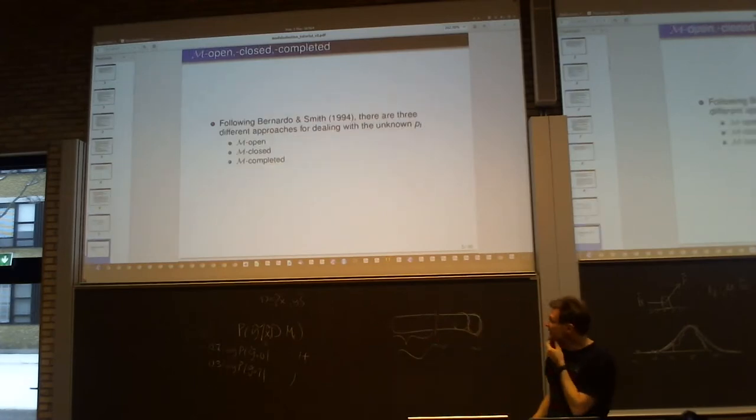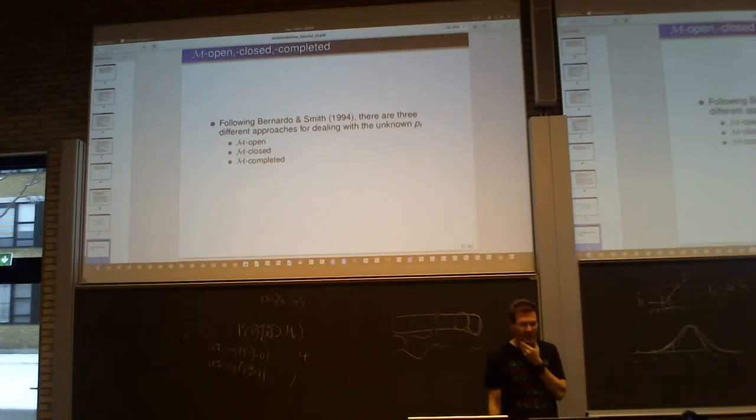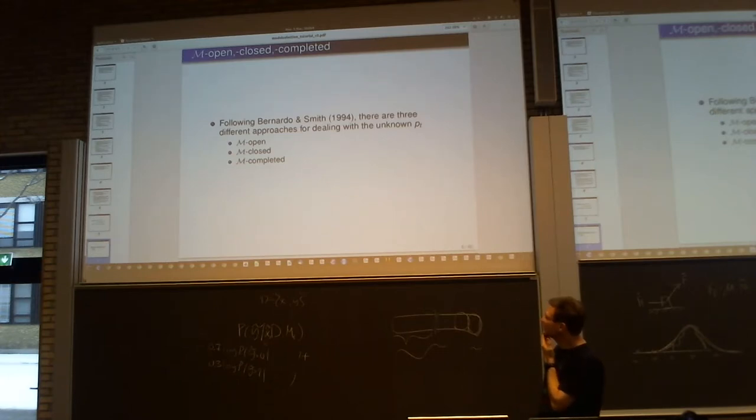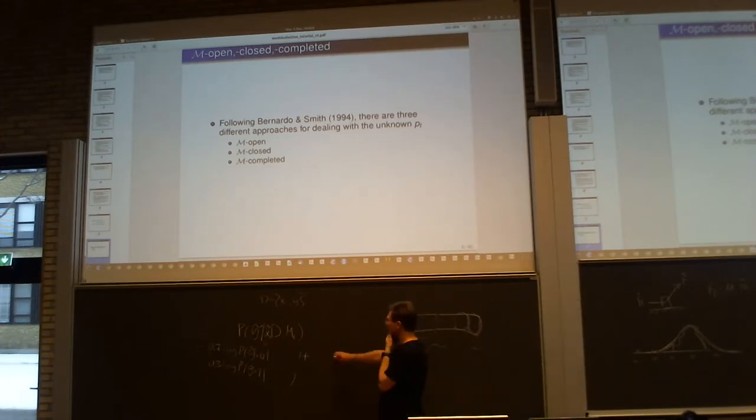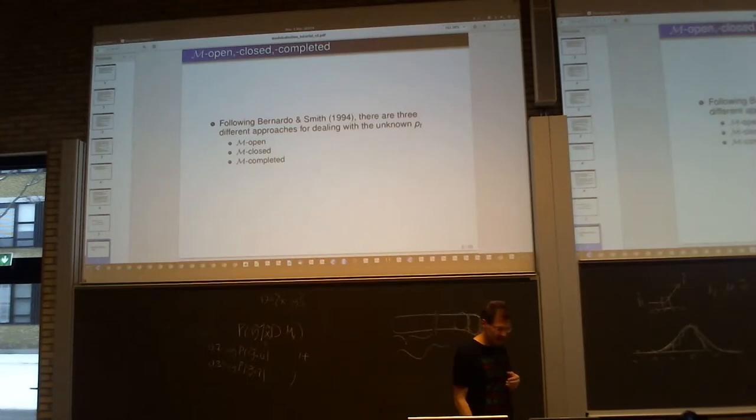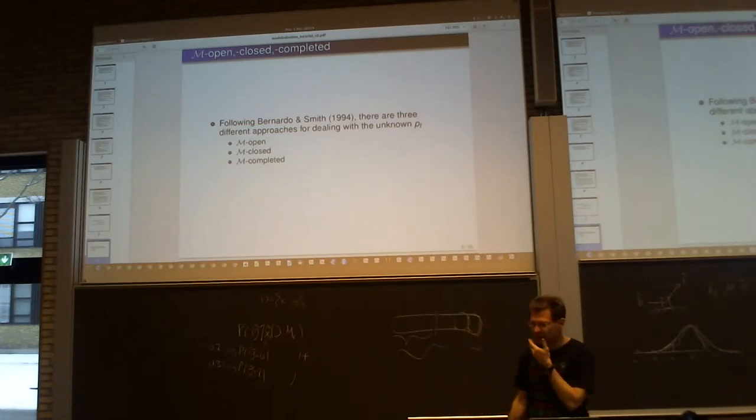Now, since we don't know the p_t, we have to approximate the p_t somehow. Bernardo and Smith listed these M-open, M-closed, and M-completed. In M-open, we assume that none of the models we are analyzing is the true model. In M-closed, we assume that one of the models we are comparing is the true model. And then in M-completed, one of the models is our reference model, which we assume is close enough to the true model.